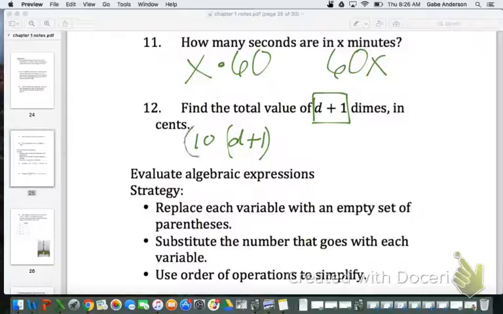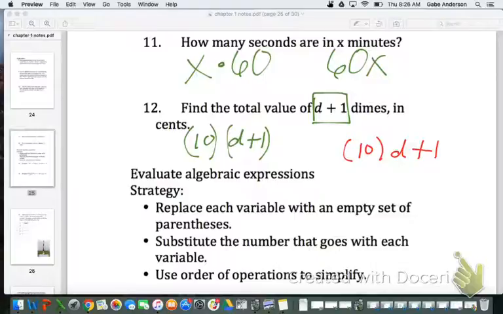Sure, you could do this. This would be right. But this, what I'm about to write, would not be correct. That is definitely incorrect. Because if I write it like that, the 10 is only being multiplied times the D. Only. And the 10 needs to be multiplied by the whole thing.